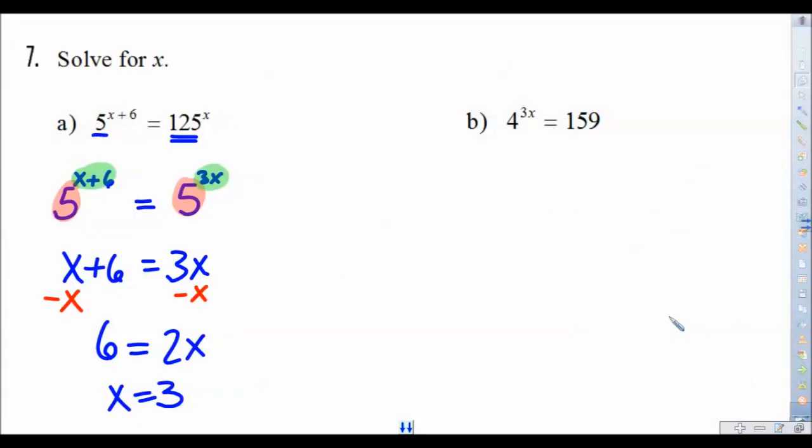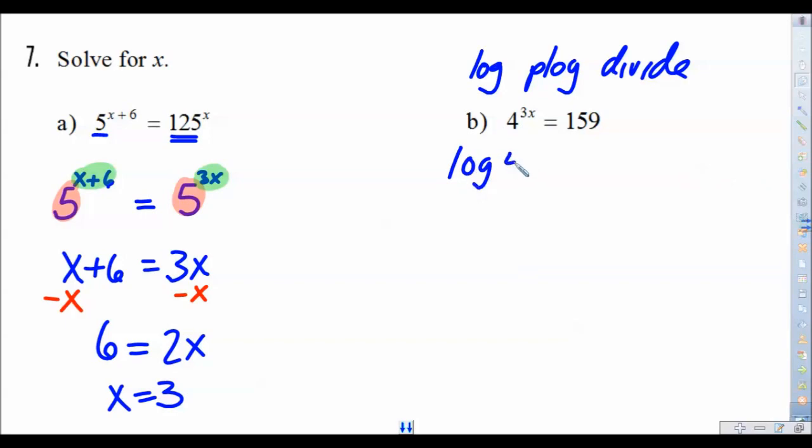Now notice it makes 7b a little bit different than a. With a, it was possible to write one of the bases to have the same base as the other one. We can't really do that with 159 very easily. We can't write it as 4 raised to some power. So these are the problems where we have to do log, plow, and then divide. So let's take the log of both sides.